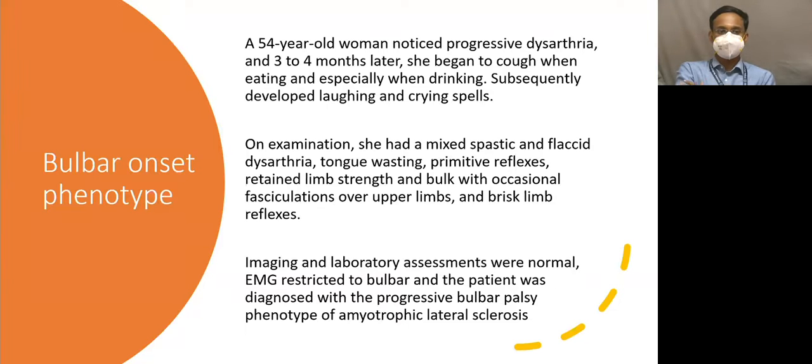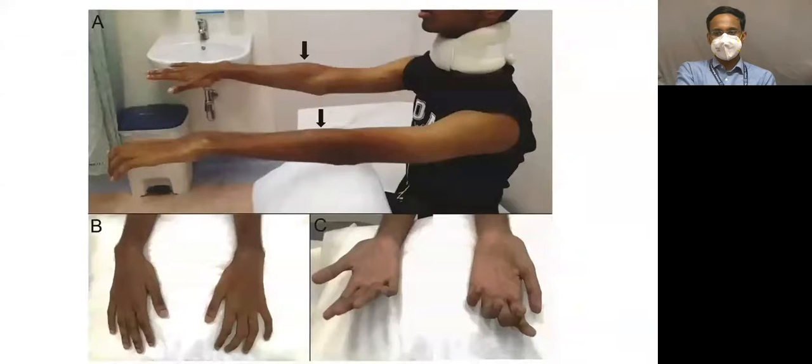These are the ones which make us say that this is a bulbar onset ALS. And this is another 17-year-old boy who has come with asymmetric weakness, initially of the left upper limb and then the right upper limb, with wasting, fasciculation, and sometimes worsening of the limb weakness during the cold winter season.